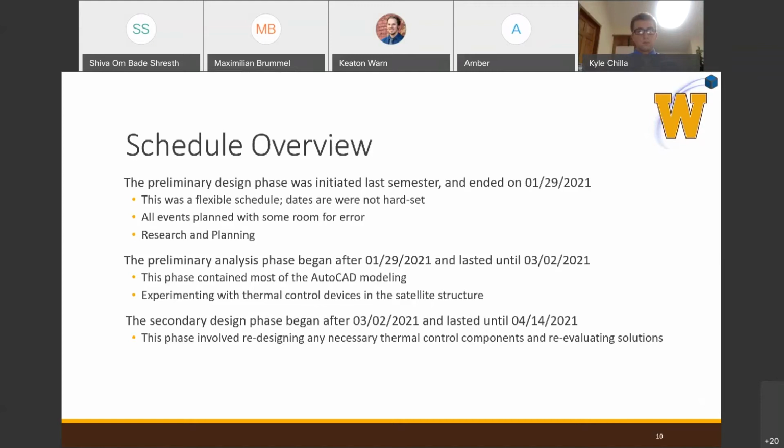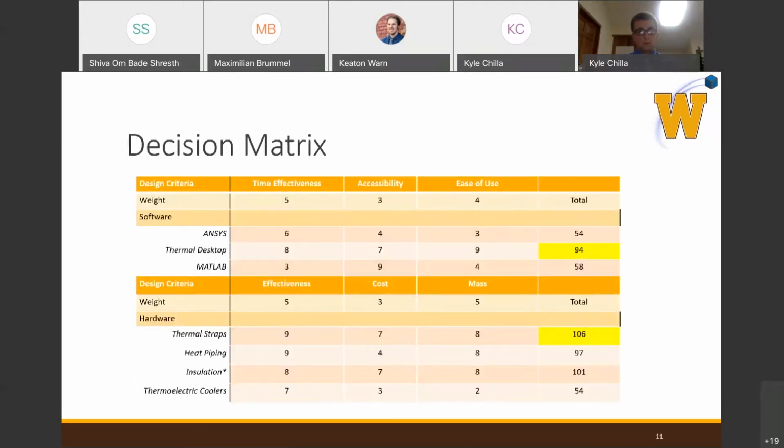Once this was completed, we went into the analysis phase. And this is where we did most of the hard work and all the modeling of the satellite in AutoCAD. We did a lot of experimenting with thermal control devices in the satellite structure to see which one worked best. Once we completed that, we were in our secondary design phase, and this involved going over our model and seeing if we had any errors or if there's any way we could improve it even better. We used our decision matrix to determine our software and the potential hardware we'll be using for the thermal control system.